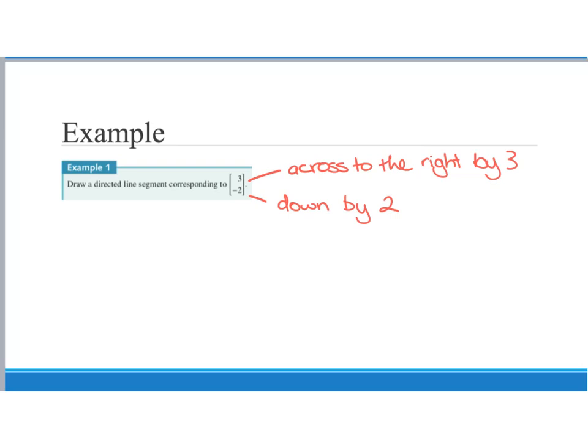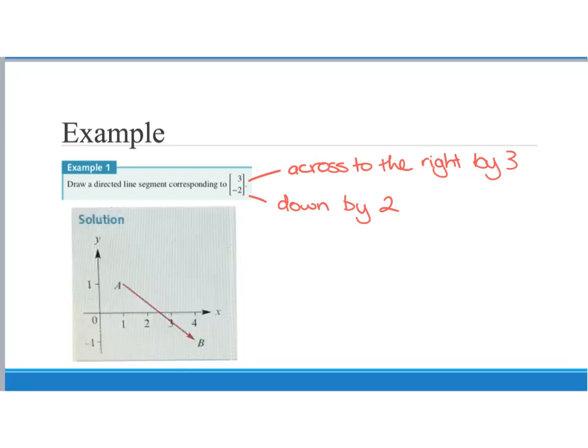Now this is just one possible solution. It could be anything, but if we have a look at these coordinate points here, at A we've got 1, 1, and then at B we've got 4, negative 1. So as you can see now, it's gone across to the right by 3 because it's gone from 1 to 4, and it's gone down by 2 because it's gone from 1 to negative 1. But you could have started it at any point if you were doing this example. You just need a directed line segment that goes 3 across and 2 down.